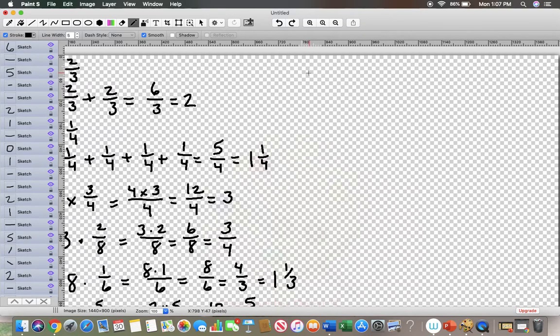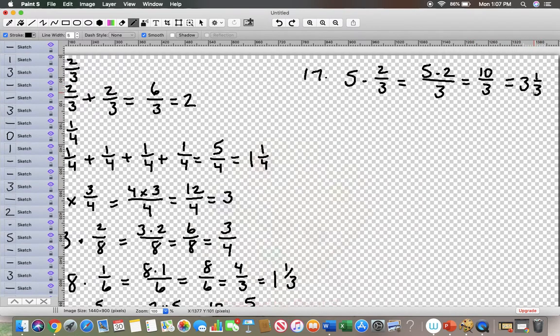Number 17. Let's take a look here. Solve by multiplying. Write the answer in lowest terms. 5 times 2/3. Again, class, not doing anything super crazy. 5 times 2/3. Multiply your numerators together. Divide by the denominator. I get 10 over 3. I can simplify that and make it a mixed number, 3 and 1/3.